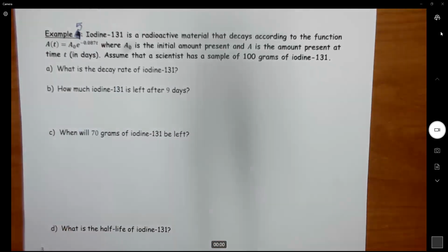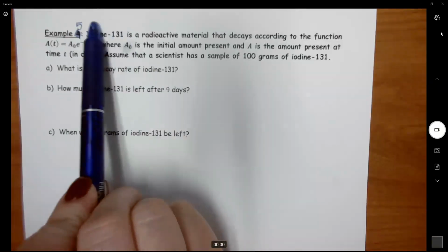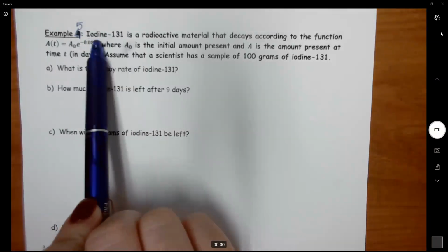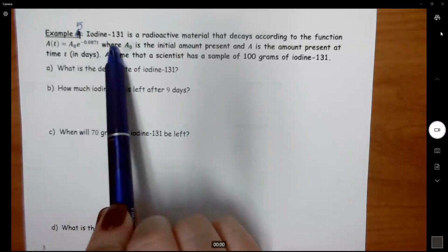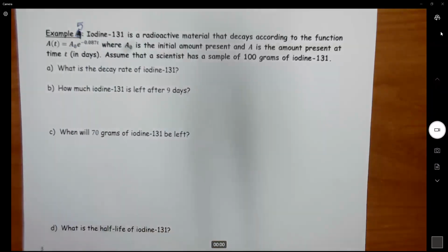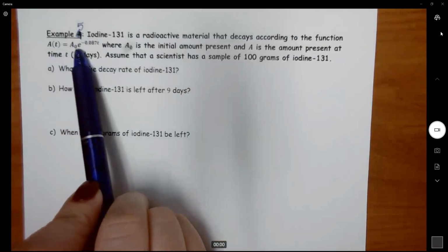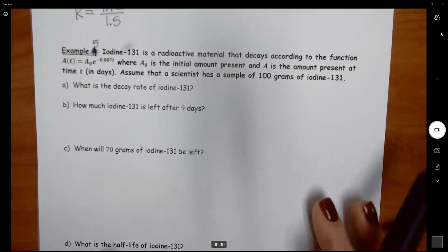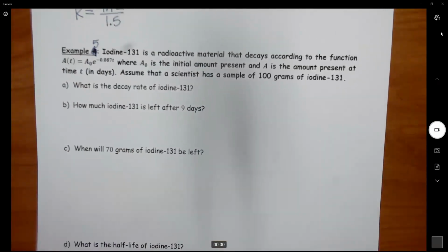So iodine 131 is a radioactive material. So this is just the name of it. This 131 doesn't have anything to do with the problem. I'm not using this number. This is the name of this radioactive material, iodine 131. It decays according to the function A of T equals A naught e to the negative 0.087 t, where A naught is the initial amount present, and A is the amount present at time t in days.